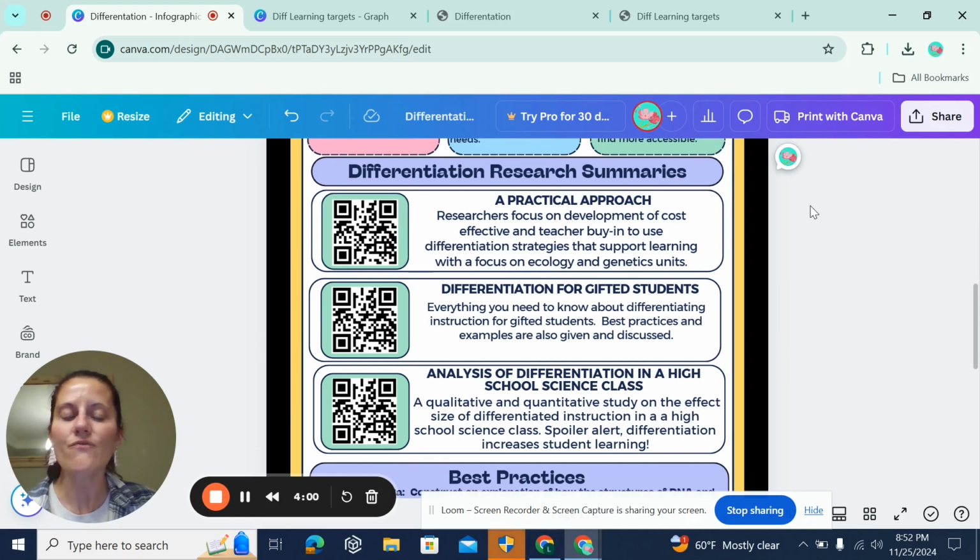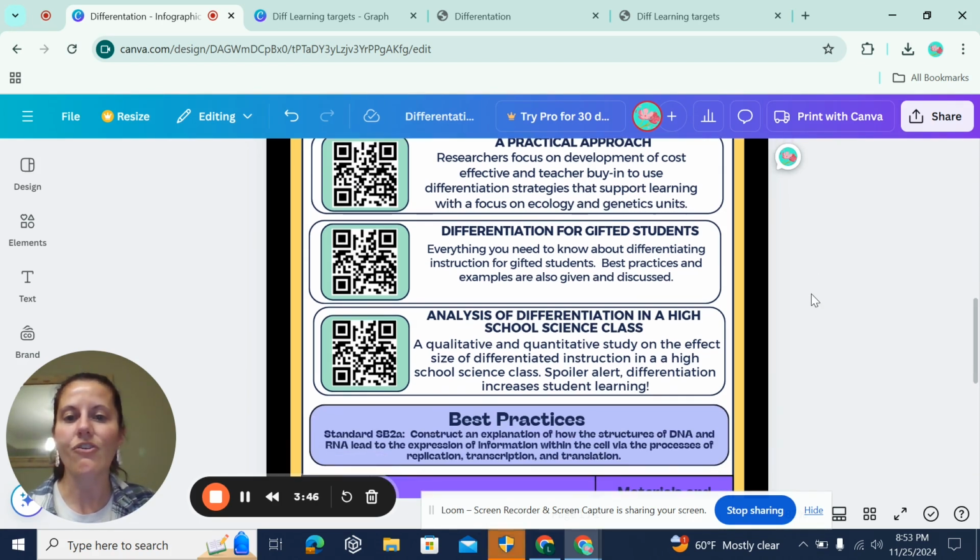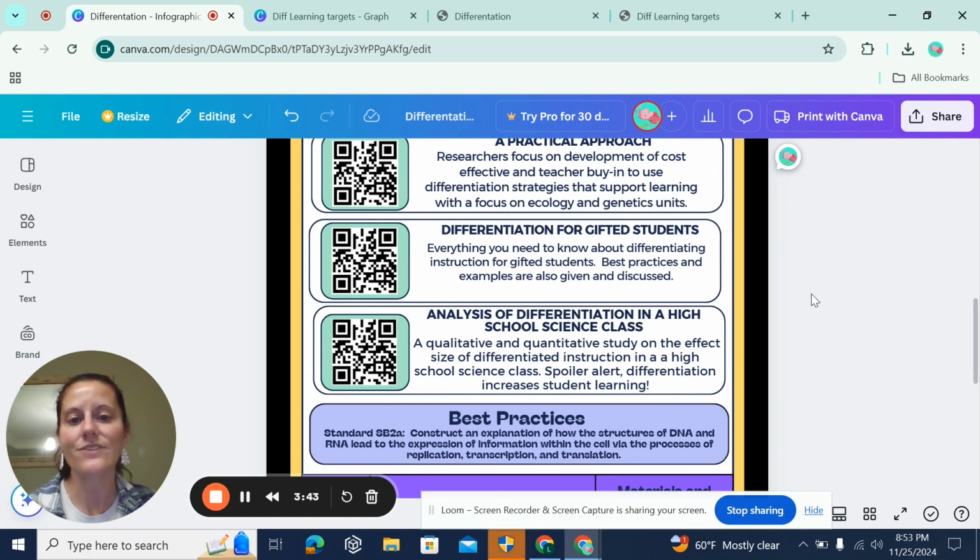We have one article focusing on the cost effectiveness of differentiation, as well as getting teacher buy-in into using differentiated strategies. This focuses on the biology classroom, specifically in ecology and genetics units. We also have an article on differentiation for gifted students. This article includes lots of great best practices and examples that teachers can use easily in their classrooms.